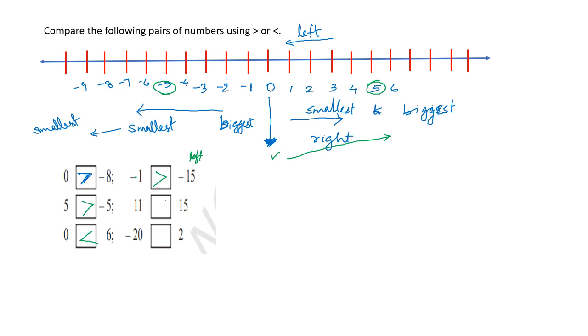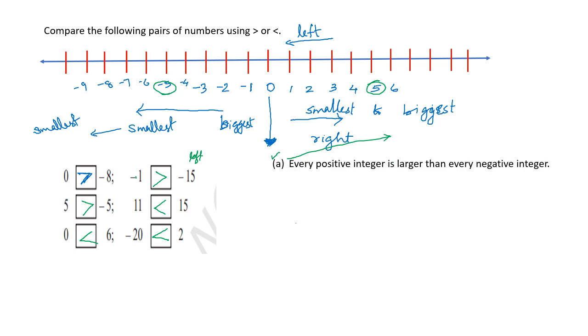11 and 15, no doubt. You can mark it easily. Negative 20 and 2. One is negative and another one is positive. Positive is always greater. Only when two negative numbers come, you'll have to be very careful. The bigger number with a negative sign is on the left hand side. The bigger number with a negative sign is actually smaller. Okay, that you have to be very clear about.